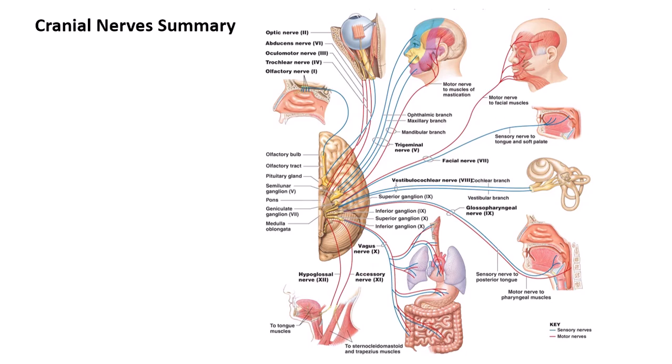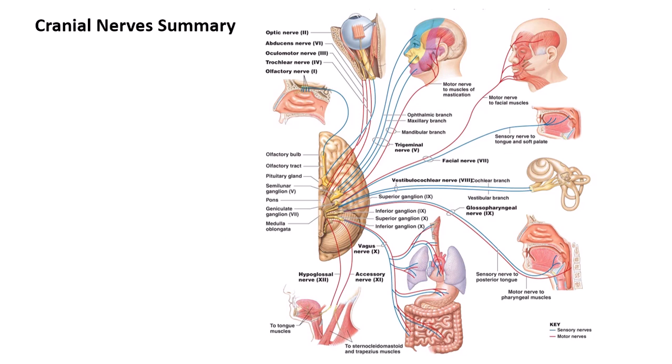And this slide is giving you a summary of all the cranial nerves, so it's a good thing to know. Cranial nerve 1 is called olfactory nerve, which is the sense of smell, and it is located in the upper part of the nasal cavity, and it passes through the cribriform plate of ethmoid bone.